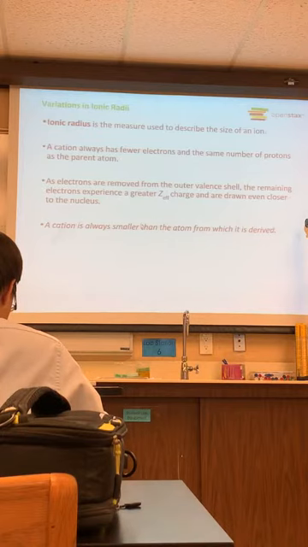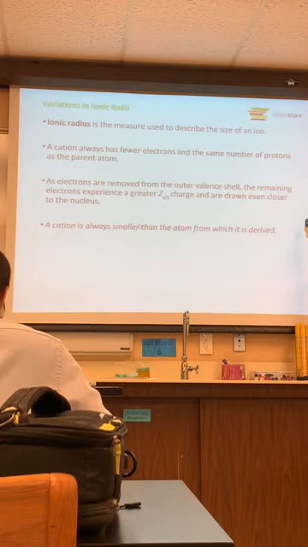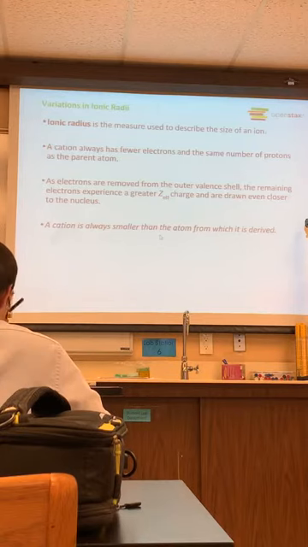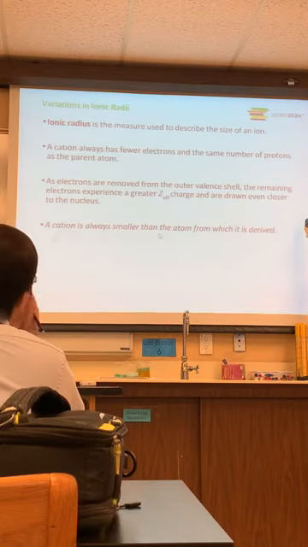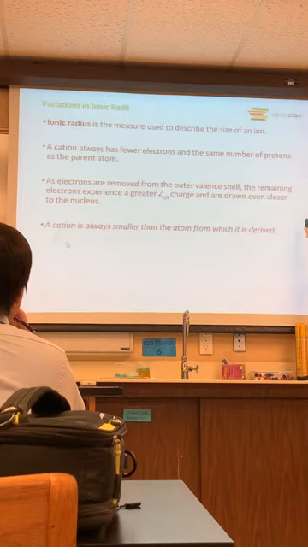Extra electron means that there's more electrons repelling each other without any extra positive charge pulling them back towards the nucleus. That makes the ion bigger. Conversely, if we take away an electron, we get a cation, a positively charged ion. If we have fewer electrons, then they'll take up less space. They will repel each other less.